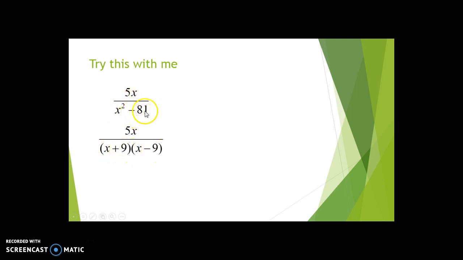You're essentially asking yourself for factors of 81 that subtract to give me 0x, because the linear term in our quadratic is missing. So we need this 81 to eliminate those x's, and that's what a difference of squares does. If I were to FOIL this back out, I'd have 9x and negative 9x for the linear portion, for the O and the I in FOIL, and they eliminate. So all we really get is x times x is x squared, and 9 times negative 9 is negative 81.